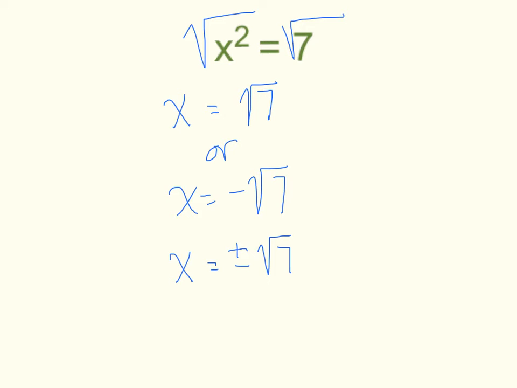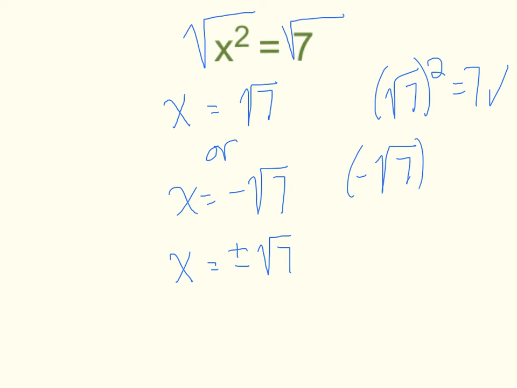If I wanted to check my work, well, I know the square root of 7 squared is 7. Okay, and the negative square root of 7 squared, well, let's see, the negative times a negative gives us a positive. Square root of 7 times square root of 7 is 7, so that checks.